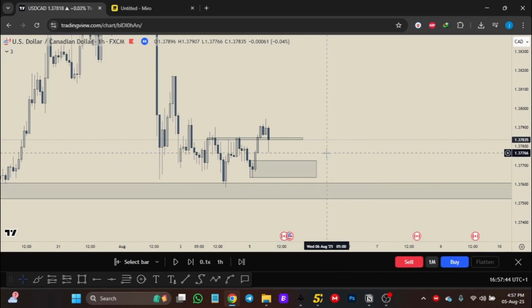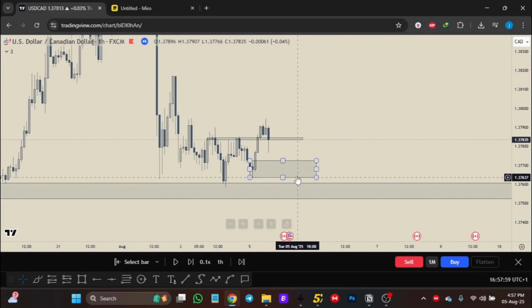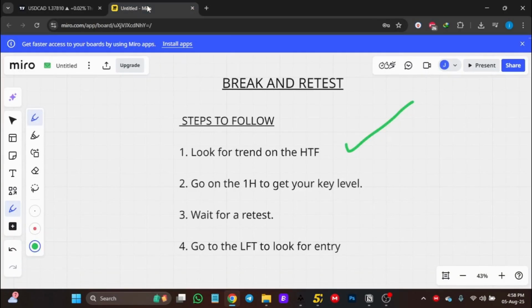Order blocks, as the guys say, in the bullish case is the last bearish candle before the bullish move. And for the selling scenario, it is the last bullish candle before the bearish move. So I just marked my zone here, and then I waited for price to come and tap here or here. Step 2, done. And then price tapped this zone, which is step 3.